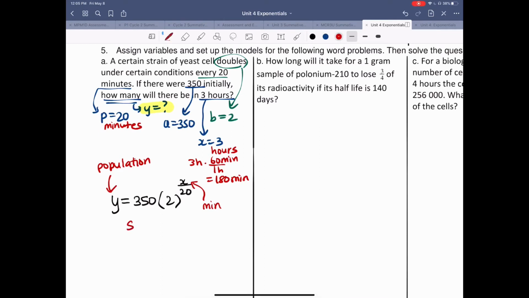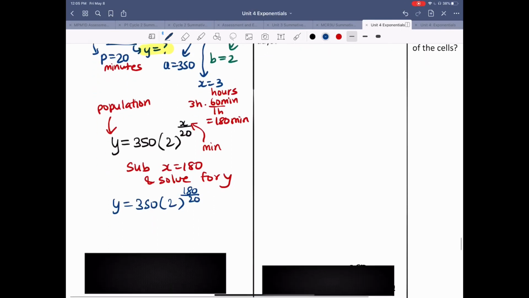So I'm going to sub x is equal to 180 and solve for y. We get y is equal to 350, bracket 2, 180 divided by 20. We get y is equal to 350, 2 to the exponent 9.